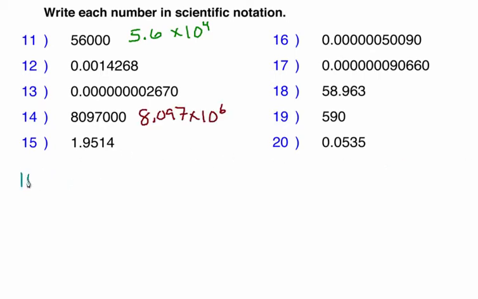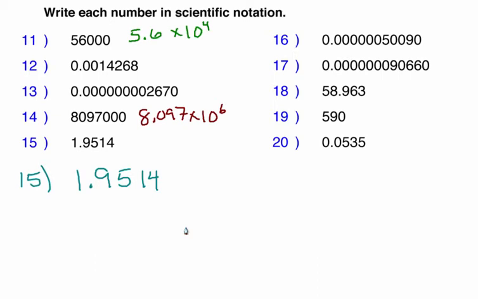Let's look at 15 before we do one with a negative exponent. In 15, they have 1.9514. It may look like this is already in scientific notation because you don't actually need to move the decimal to have there only be one decimal and one digit in front of the decimal.